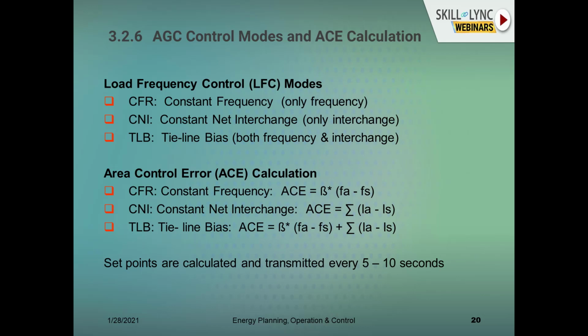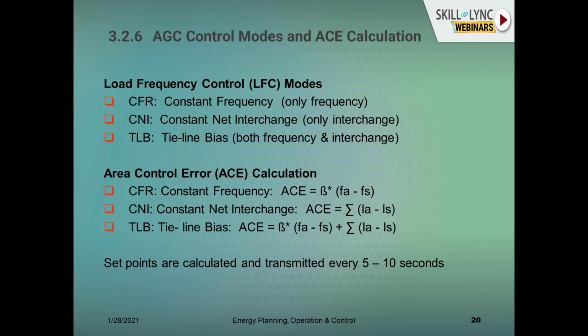AGC normally has certain control modes. One is constant frequency, which is CFR. It means that I want AGC to control only the generators of my local area, because I'm not connected to any other external utilities. I'm a totally isolated utility. Then AGC works under constant frequency, which doesn't take into consideration any flow in the tie line. In this case, for CFR, we calculate the ACE as only the system sensitivity, beta, times the difference in the frequency.